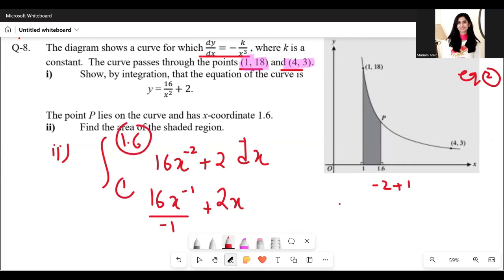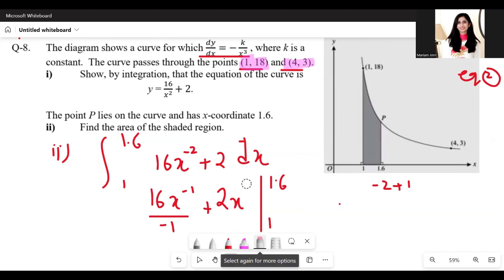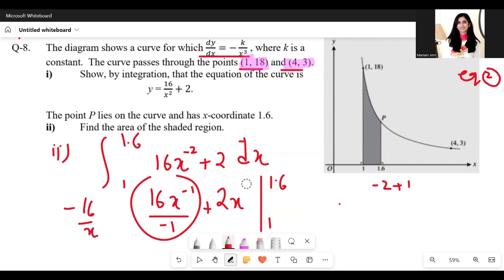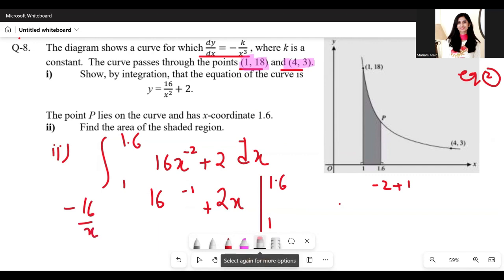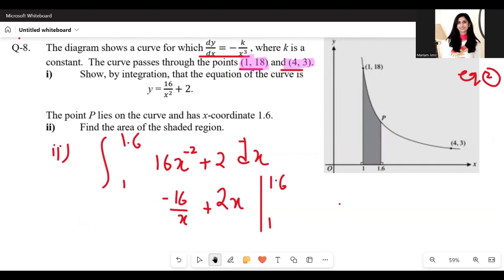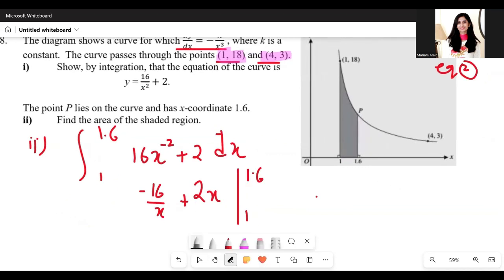When we have limits of integration, that is when we have a definite integral, we do not have to write plus c. So no plus c now, and these are the limits. So now let's substitute the values. Let me simplify this and write this is actually negative 16 by x. First let's substitute 1.6, then subtract and substitute 1 here.